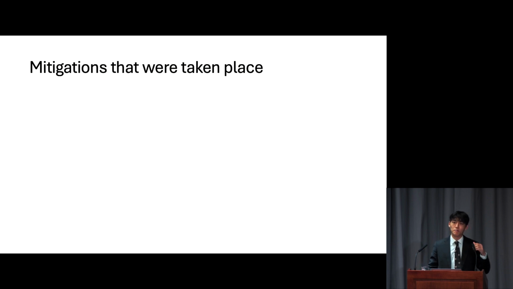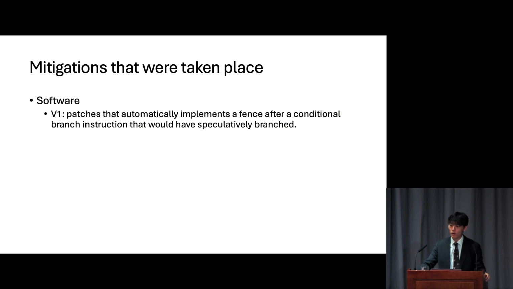So as I said earlier, Spectre was a really big deal. It affected every modern CPU that uses speculative execution and has a cache, which is pretty much most of them. Mitigations that were taking place, software mitigations were first because they were obviously easier to implement. For variant 1, patches that automatically implemented a fence after a conditional branch instruction, ensuring that speculative execution does not occur in a conditional branch, were implemented by Intel, AMD, all of the processor manufacturers.